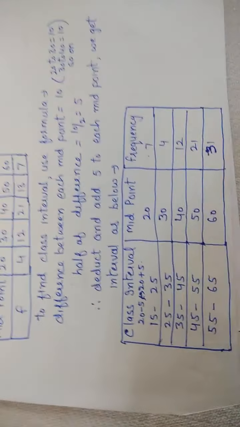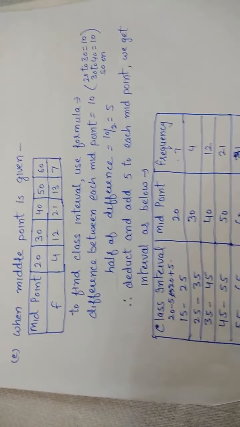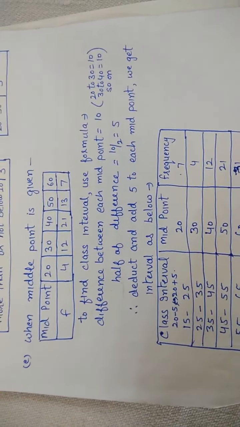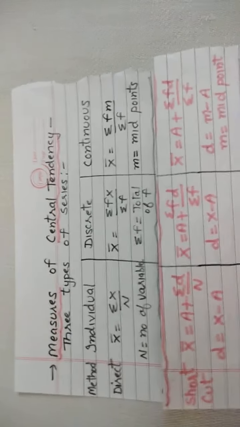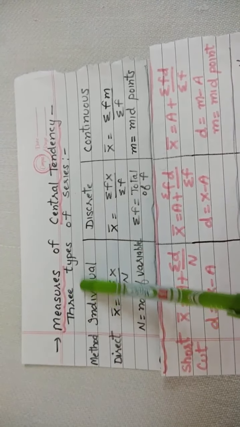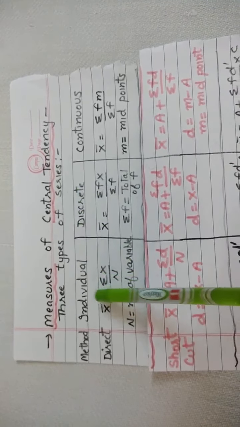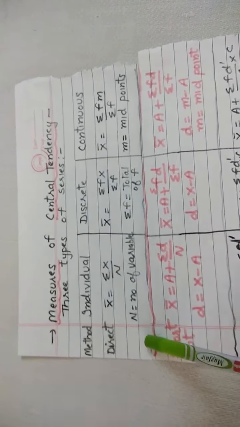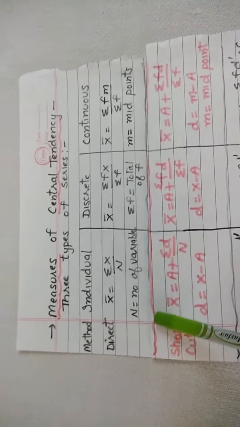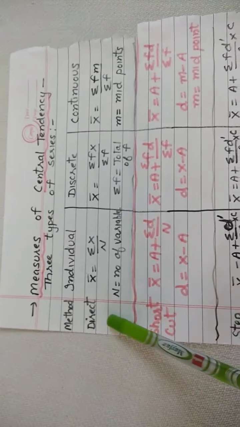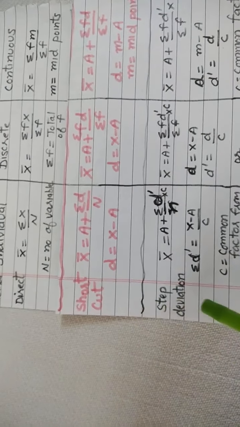So these are the main types of series which we will do in central tendency. Next, we will do various methods of measure of central tendency. There are three types of series as we do: individual, discrete, and continuous. And three types of methods we will use to calculate mean from these three series. First is direct method, shortcut method, step deviation method.